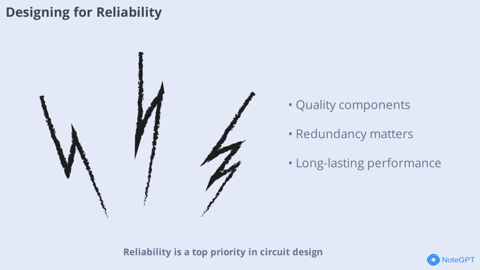Reliability is a top priority in circuit design. This means choosing quality components, providing adequate protection, and designing for redundancy where needed. Reliable circuits are less likely to fail and can withstand real-world conditions. By considering reliability from the start, designers create products that last longer and perform better.